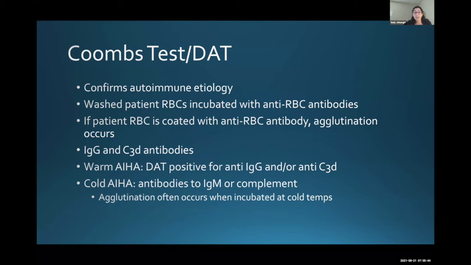Usually we're testing for IgG and complement antibodies, and if these are positive, we call it a warm autoimmune hemolytic anemia. If IgM antibodies or complement are positive and it agglutinates at colder temperatures, so lower than body temperature, then it's a cold autoimmune hemolytic anemia.